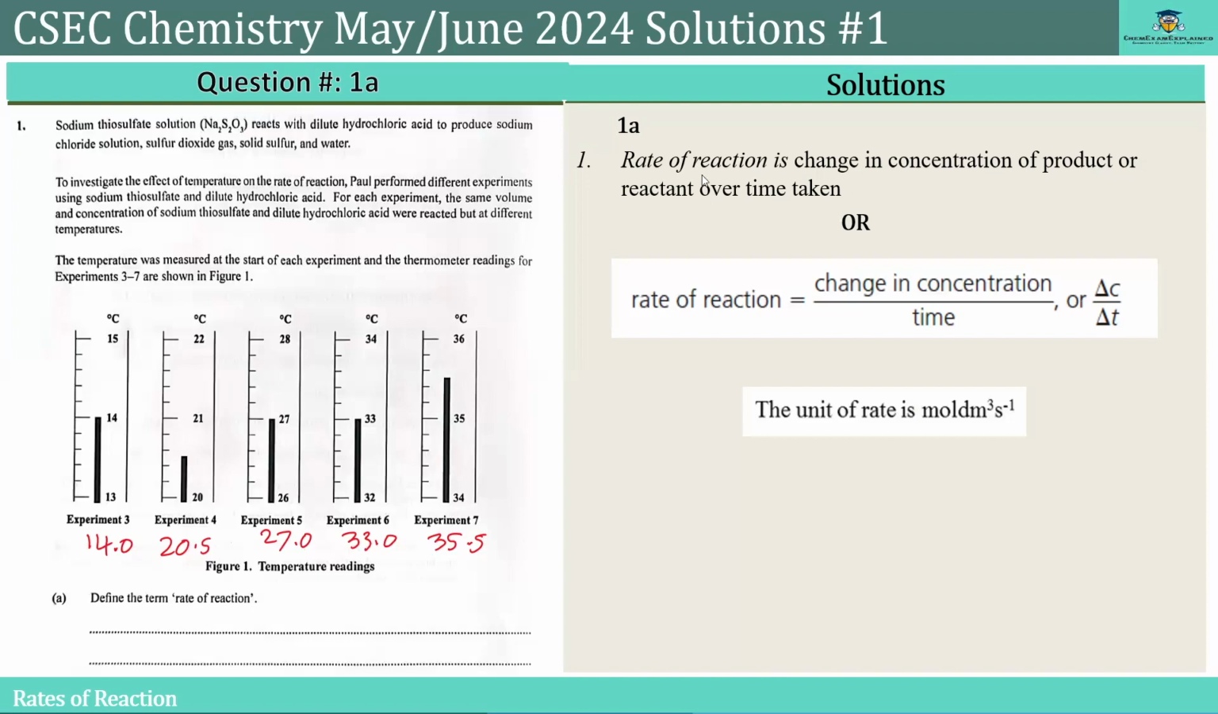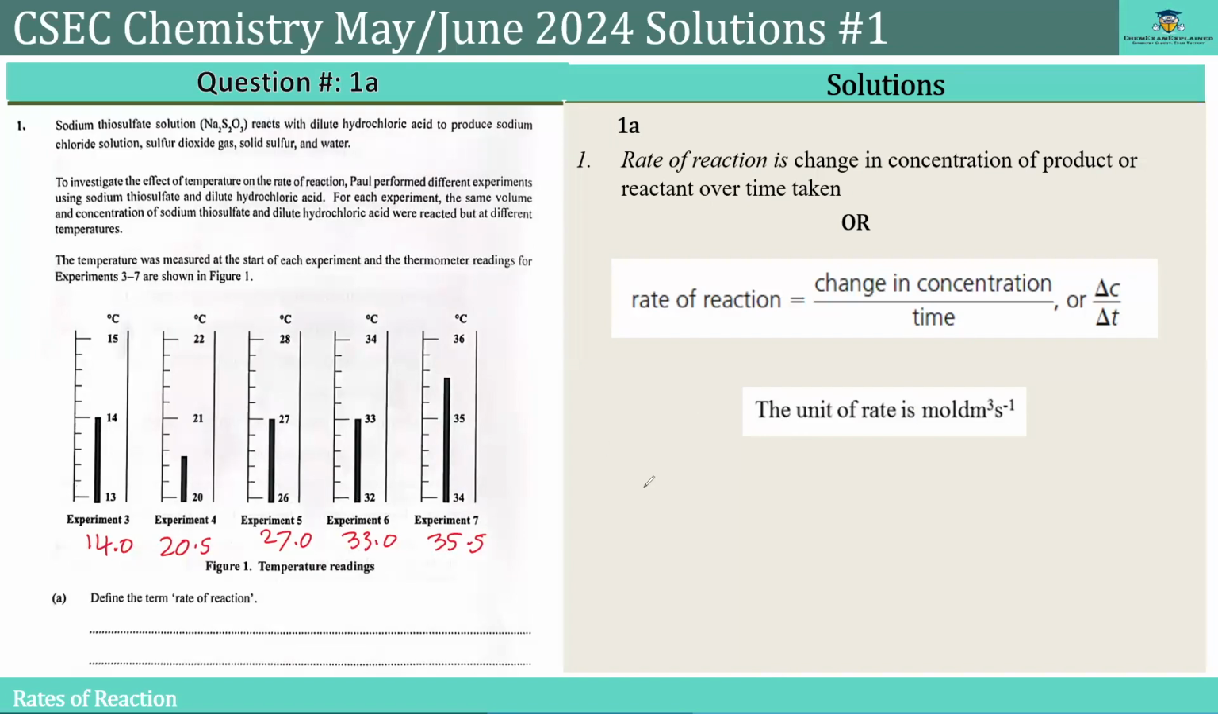Rate of reaction can be defined as the change in concentration of product or reactant over time taken. Or you could use the formula, rate of reaction is equal to change in concentration, again it could be change in concentration of product or reactant, over change in time. Now the unit for rate is moles per dm cube per second.